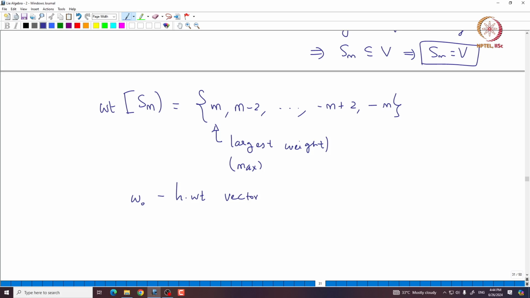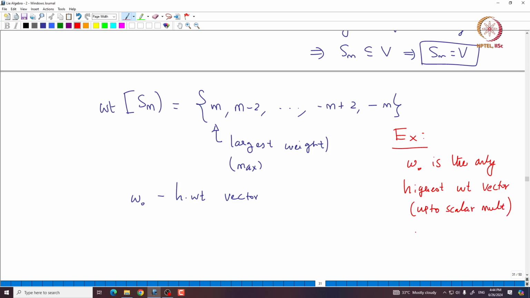Okay. So, it is indeed an exercise, I will leave it to you. W naught is the only highest weight vector, of course up to scalar multiple, inside Sm. That means, if you have another vector V which has, let us say, highest weight A, then this V has to be a multiple of W naught and that A must be m.